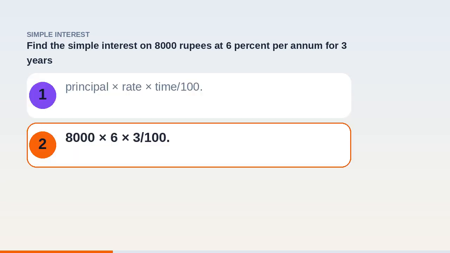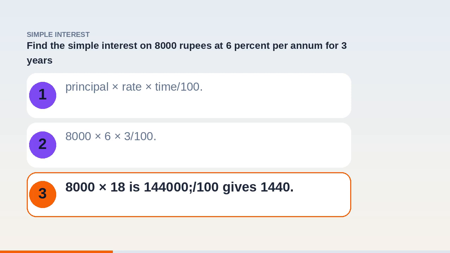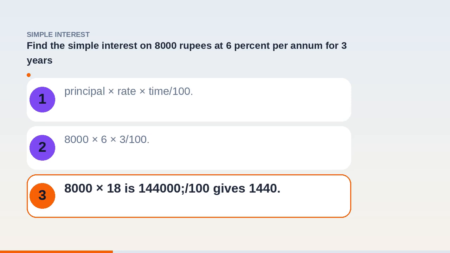Find the simple interest on 8,000 rupees at 6% per annum for 3 years. Watch. Use principal times rate times time over 100. Now that is 8,000 times 6 times 3 over 100. See, we divide 8,000 times 18, which is 144000, by 100 and get 1,440.